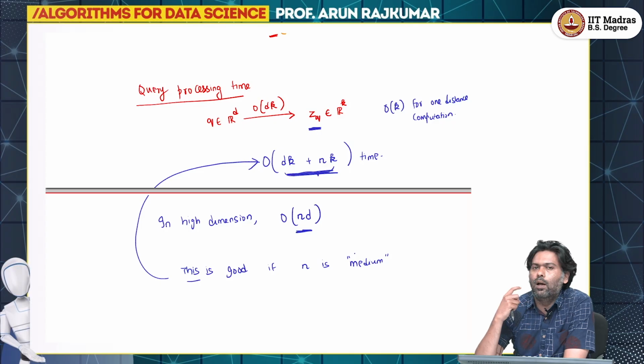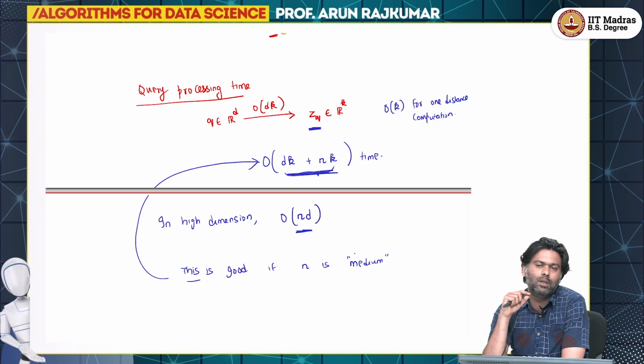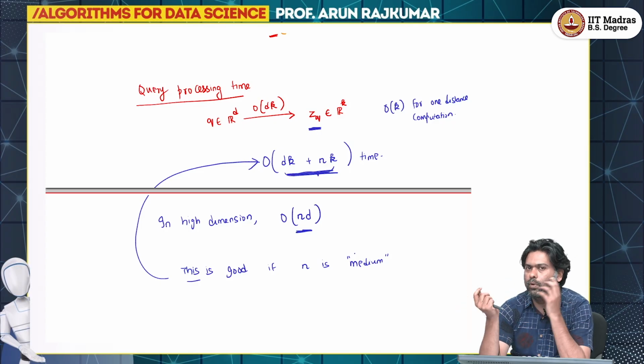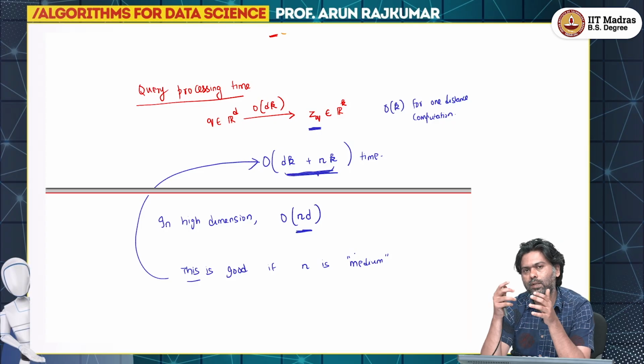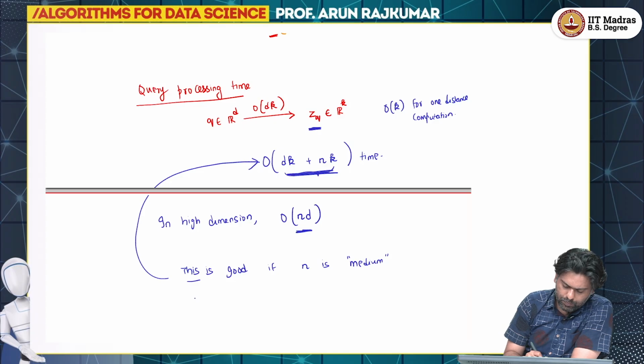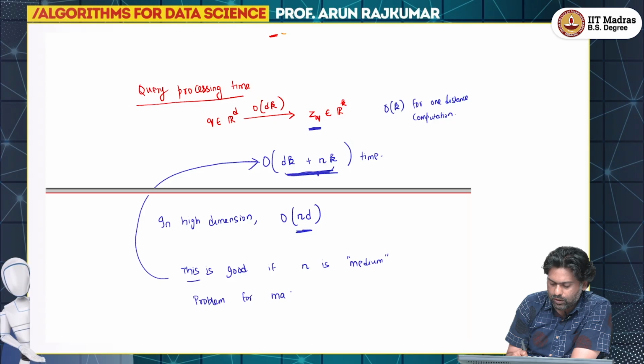So though the JL lemma gives the power to reduce dimensionality, our nearest neighbor problem is not going to benefit, because it's not like we are throwing away points. All the points are getting mapped to low dimension, which means that all the points' distances have to be calculated. So this is a problem for massively large data sets.